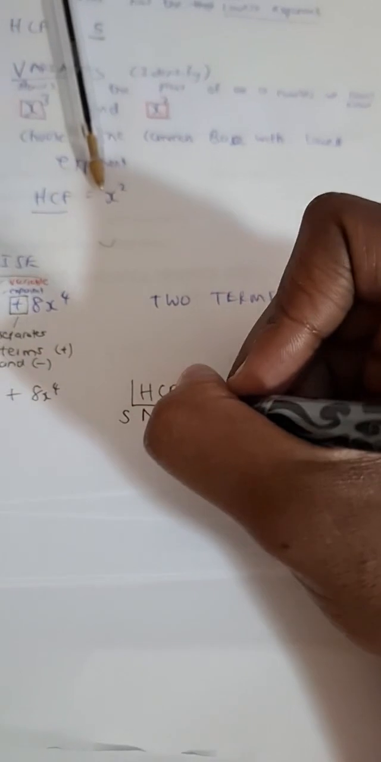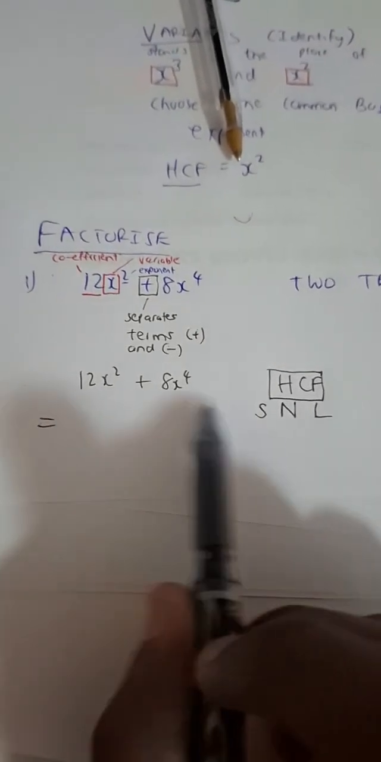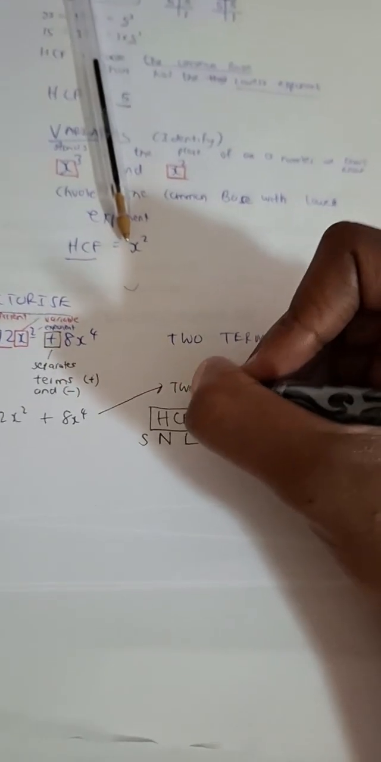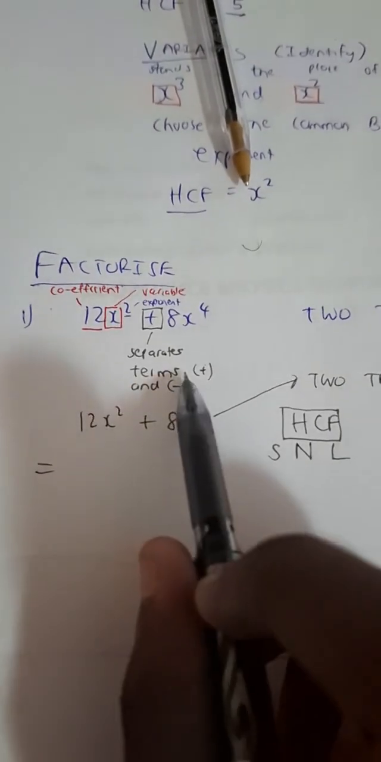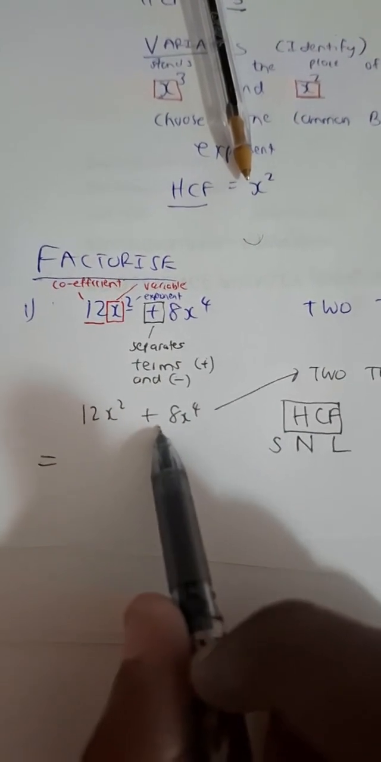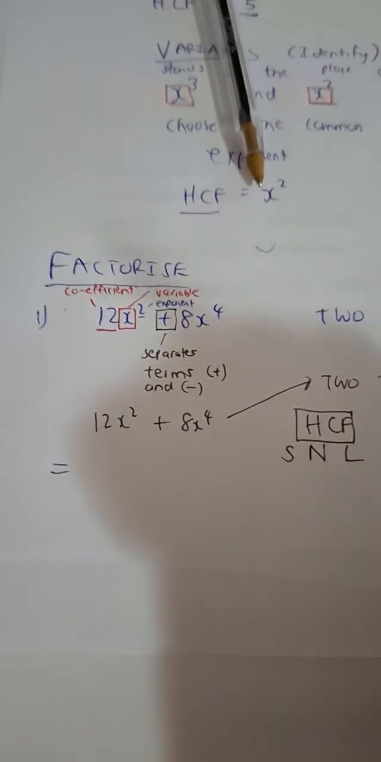So whenever we are factorizing, we always take into consideration how many terms we have. So here we have, like I said, 2 terms. Why? Because remember, what did I say? What separates terms? A plus and a minus sign. This 12 and this x squared are joined together.